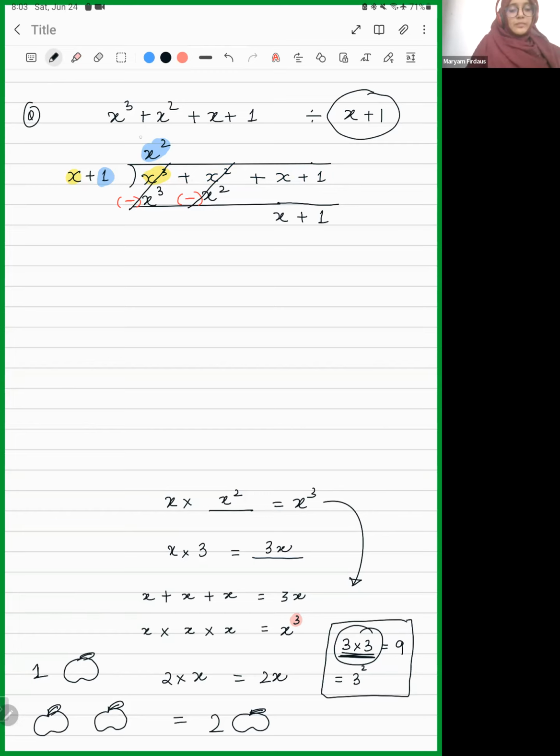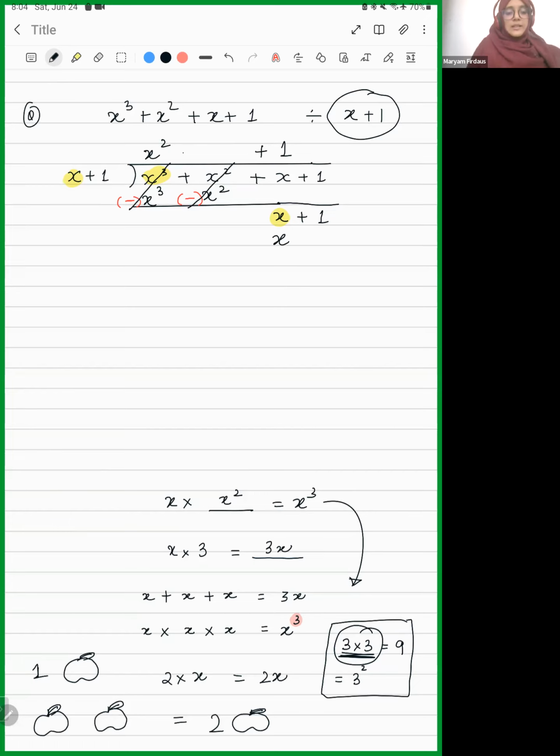Now the question is, x multiplied by what will give you the first term of whatever is left? This is the first term, right? So x multiplied by what will give me this x? Can you tell me? X multiplied by what will give me x? Ma'am, 1. Yes. So we will just write positive 1 over here. X multiplied by 1 gives me x. So I'm going to write x over here.